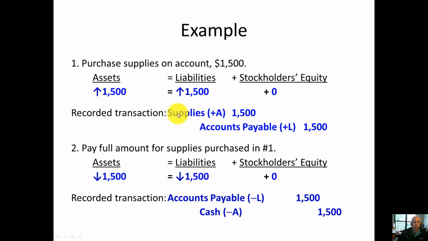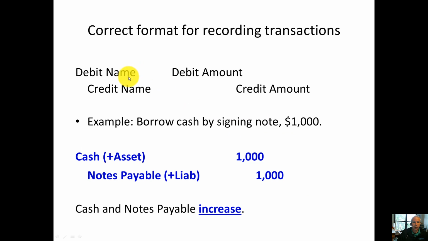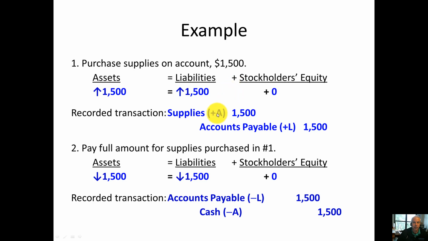We would record this by recording the debit account on top and the credit account on the bottom. You'll notice this is the correct format for recording transactions. Debit account always goes on top, the credit account always goes on the bottom, and we slightly indent the credit name and credit amount. Let's look at number 2. Pay full amount for the supplies that we just purchased in number 1. So how do we record something where we're paying for something? Well, the word pay is a good sight word to tell you that whenever you see pay, paid, generally means your cash is going down, so assets are decreasing.